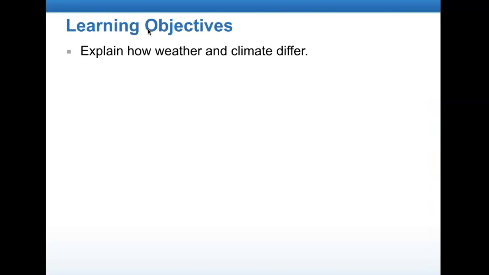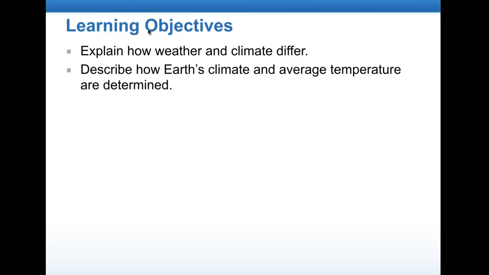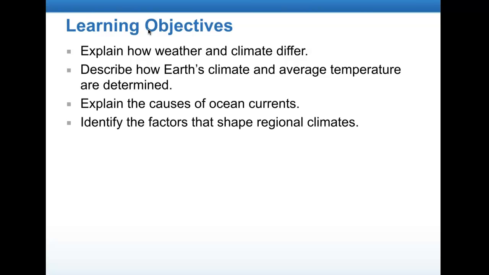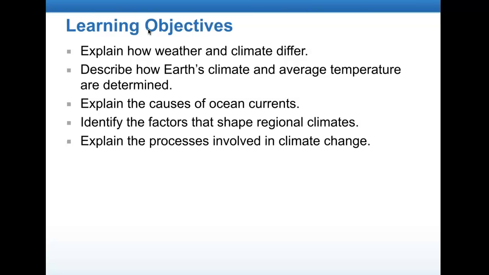Learning objectives. Explain how weather and climate differ. Describe how Earth's climate and average temperature are determined. Explain the causes of ocean currents. Identify the factors that shape regional climates. Explain the processes involved in climate change.